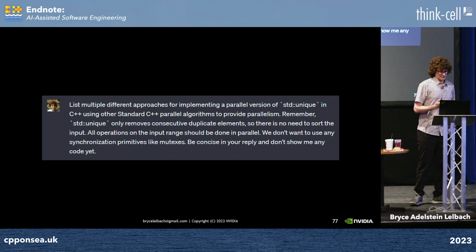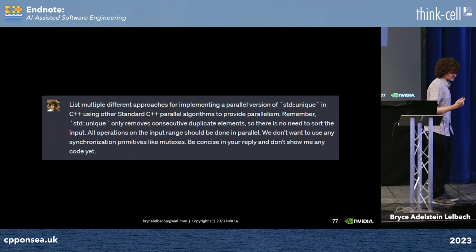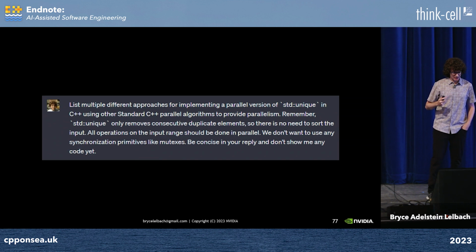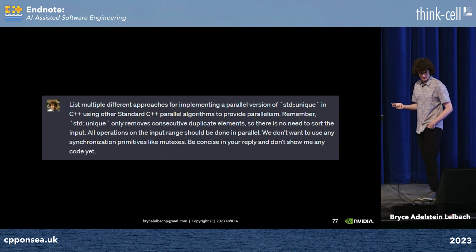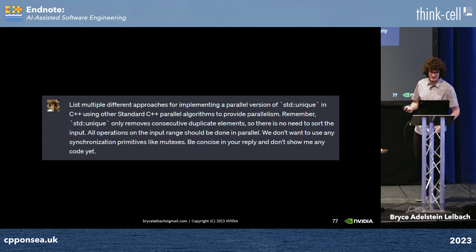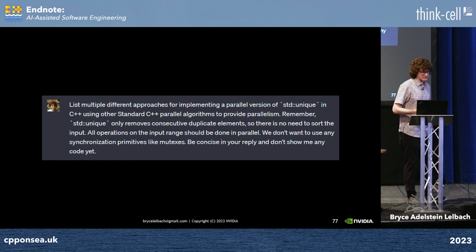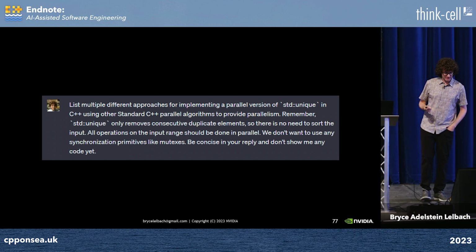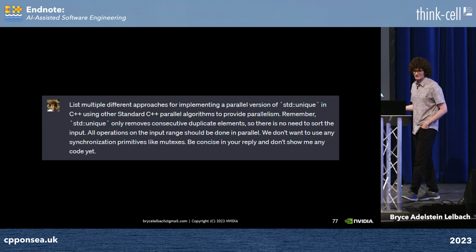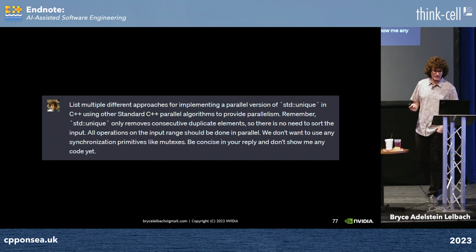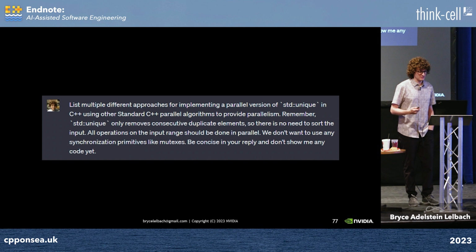I said, list multiple different approaches for implementing a parallel version of std::unique in C++ using other standard C++ parallel algorithms to provide parallelism. Remember, std::unique only removes consecutive duplicate elements, so there is no need to sort the input. All operations on the input range should be done in parallel. We don't want to use any synchronization primitives like mutexes. Be concise in your reply and don't show me any code yet.